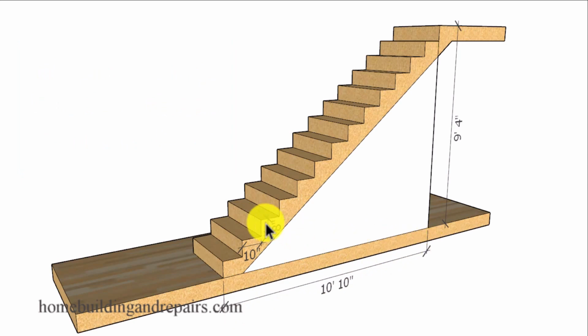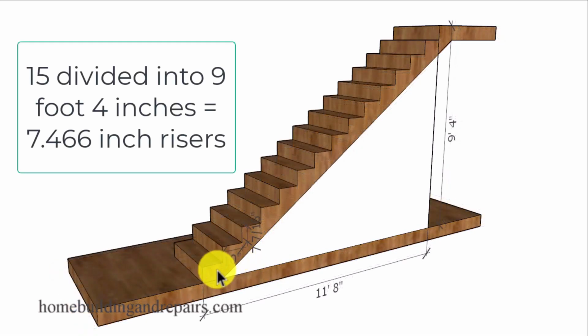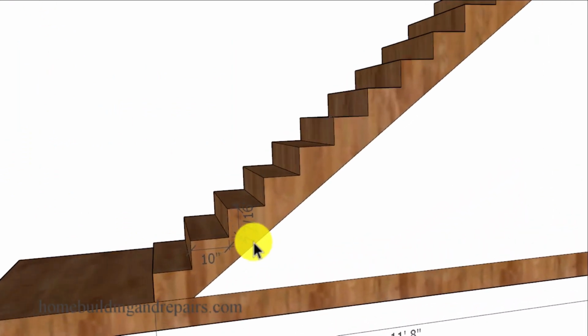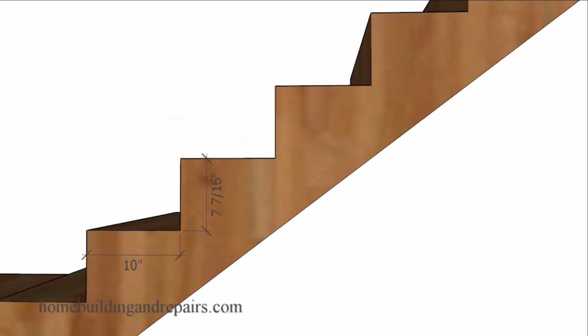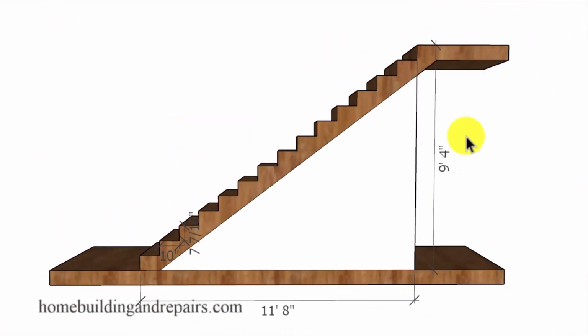So if we want to reduce the height of the riser, there's only one way to do it, and that's going to be to add more steps to the stairway. So in this example here, we have 15 risers with a 7.466 rise, or an individual riser height of 7 7/16 inches. And again, we have a 10-inch deep stair tread, and the total rise hasn't changed, but the run has. The overall run of the stairway has increased by 10 inches. We added one step to the stairway.